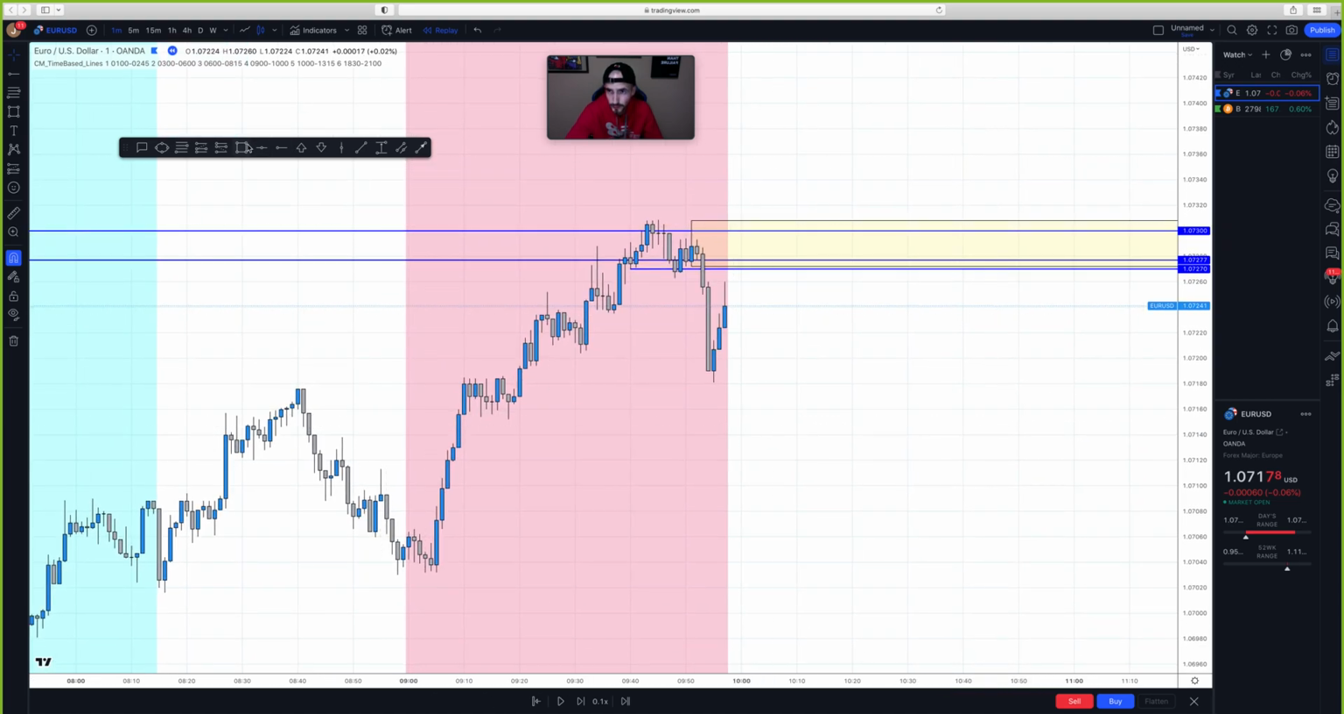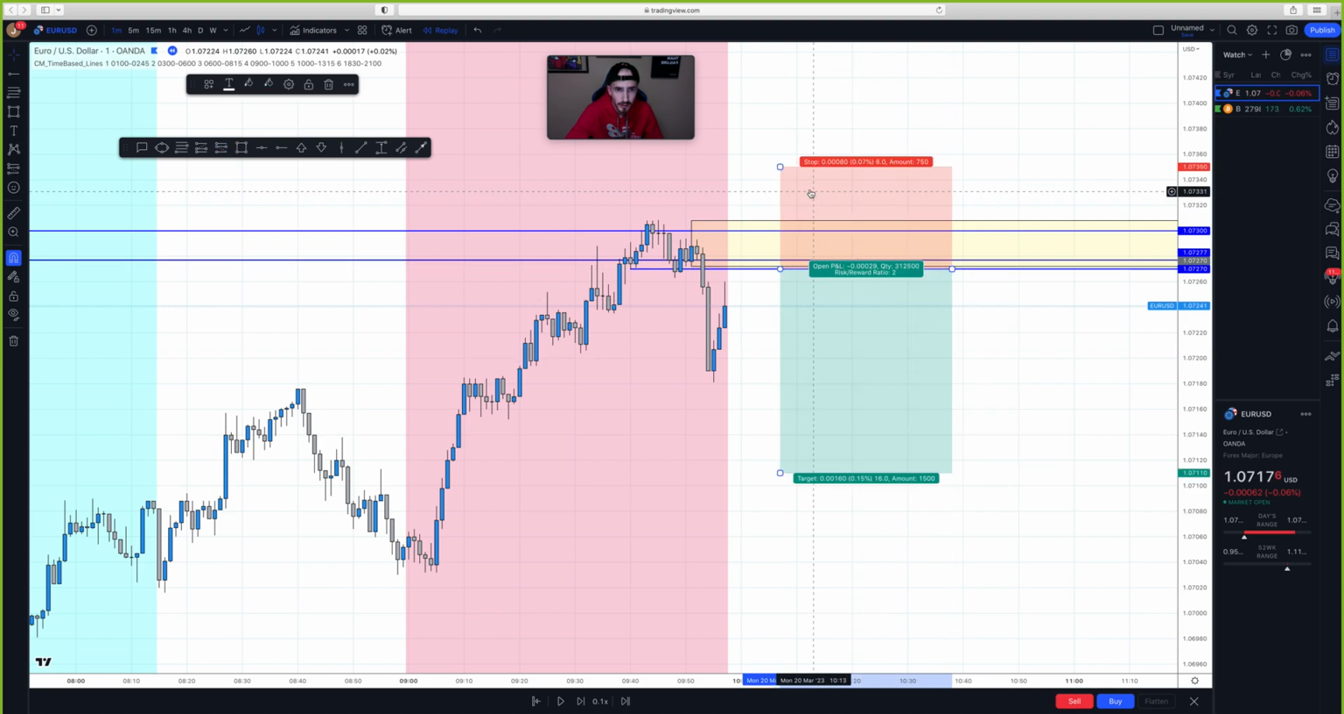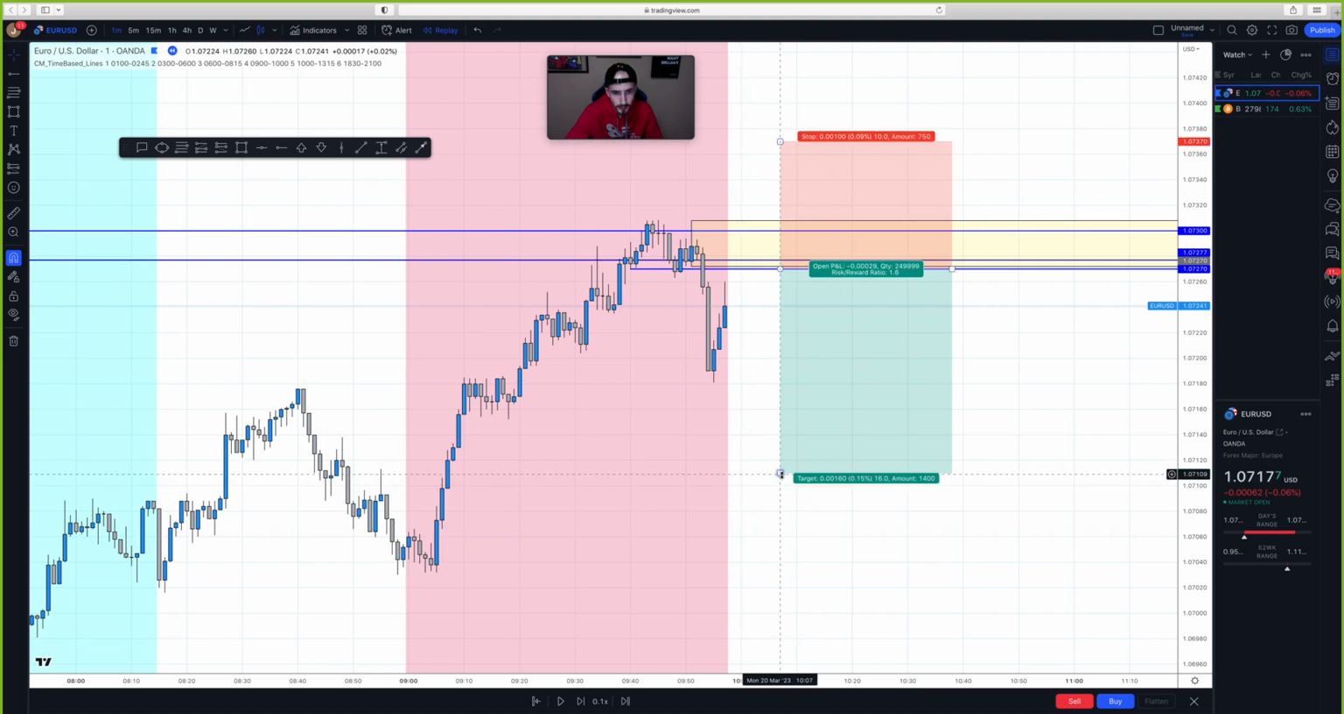So the entry that I sent out to the signal group was at 7270, like this. It looked like this with a 10 pip stop loss. So it looked like this. This is our trade right here. Right there. And then it gave us a 1 to 2.